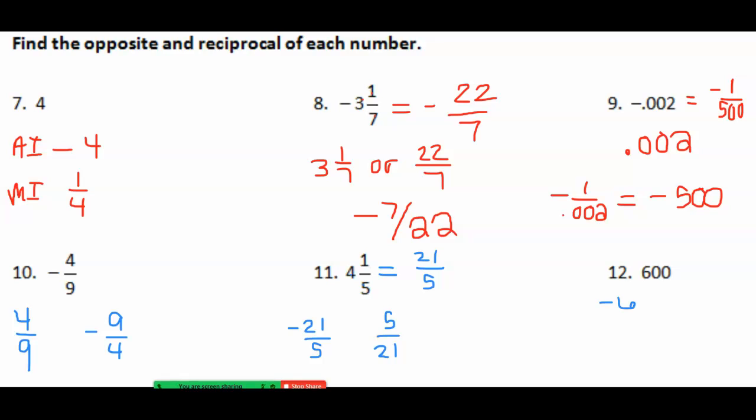The inverse of 600 is negative 600. And the reciprocal is 1 over 600. If you typed 1 over 600, you could give me a decimal, but the problem is it's a repeating decimal, and it's like 0.0016. So again, it's safer to leave it as a fraction.